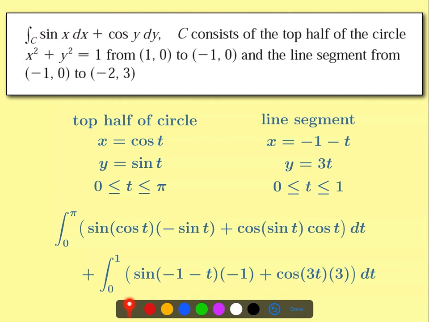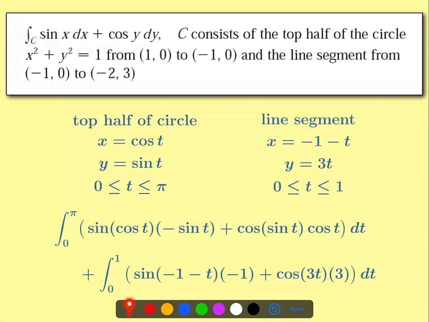I want to do the same thing with that line segment. For that line segment, t is between 0 and 1. I want sine of x again, sine of -1 minus t, and dx now will be minus dt, -1 dt. Then I want plus cosine of y dy, cosine of y will be cosine of 3t, and dy will be 3 dt. So this is agreeing then with what we had up here. So this would be the value of this line integral.